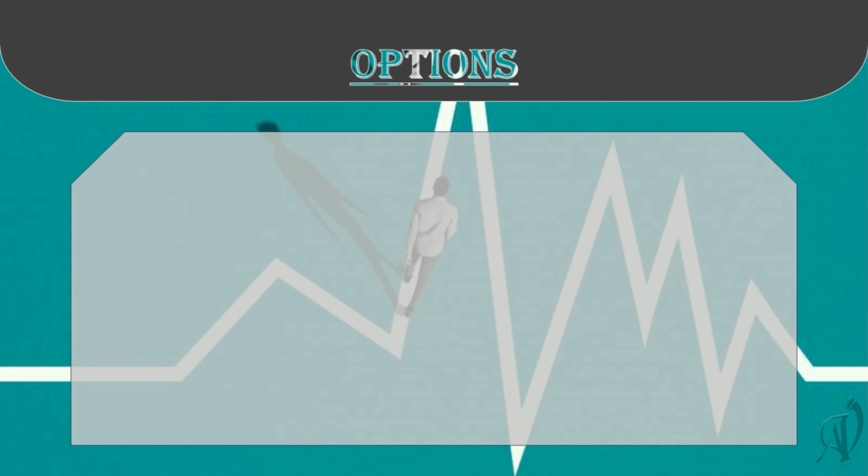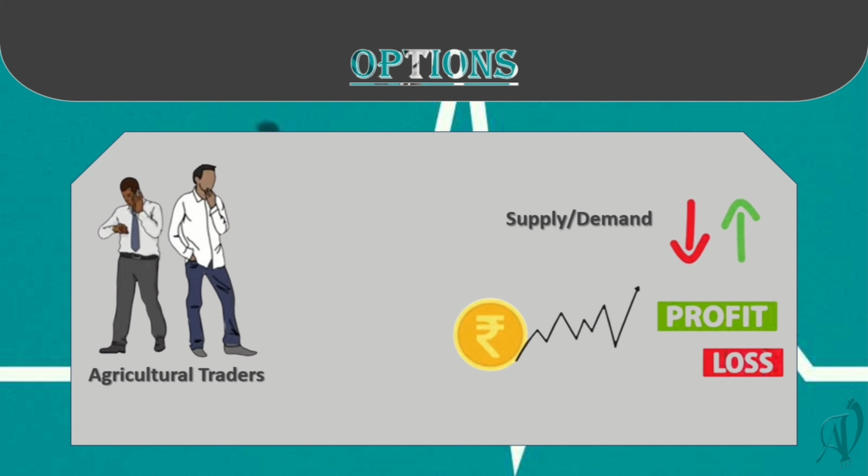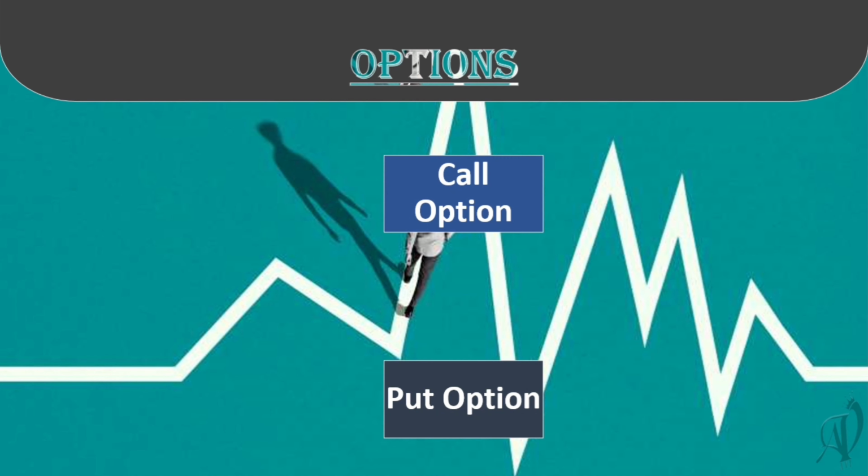Before that, let me tell you that agriculture traders were the first to go for option contracts so that they can benefit from price changes when demand and supply change and save themselves from loss. Moreover, options are the most traded derivatives now. So now we'll understand call option and put option with the help of an example.